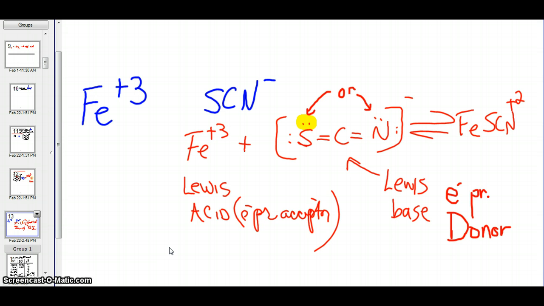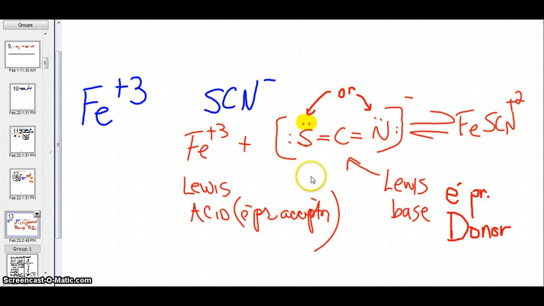The interesting thing about some of these Lewis acids and bases, at least those that fall outside of the Bronsted-Lowry group, is that you have an acid and a base, the iron and the SCN, but you only have one product. You don't have the conjugate pairs in that type of acid-base definition like you would for Bronsted-Lowry. So that's an interesting thing to think about.